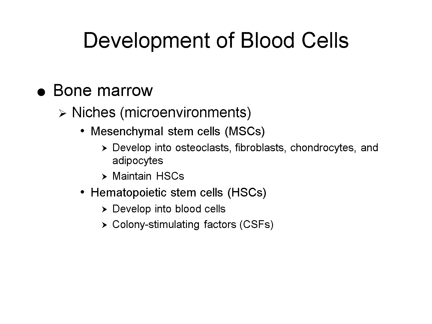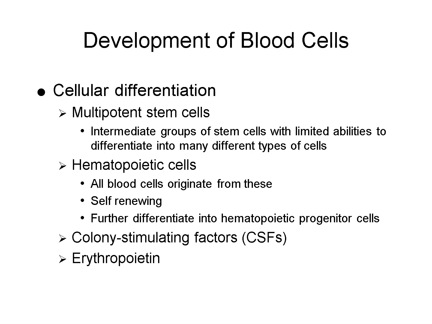Hematopoietic stem cells give rise to all blood cell types. These cells are regulated by colony-stimulating factors, which guide their differentiation into specific blood components. Cellular differentiation begins with multipotent stem cells that have the potential to become any type of blood cell. These cells then further specialize into progenitor cells that are committed to becoming a particular lineage, such as erythrocytes, leukocytes, or platelets. Hematopoietic cells are self-renewing and responsive to growth factors like erythropoietin, which stimulates red blood cell production.